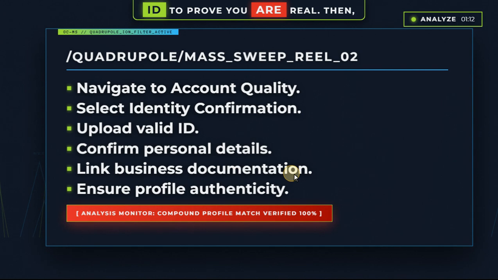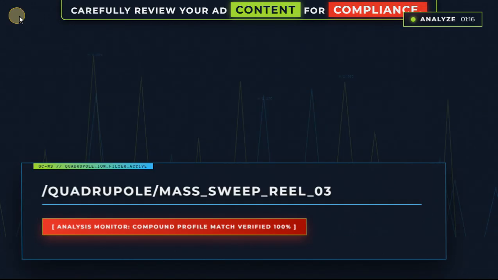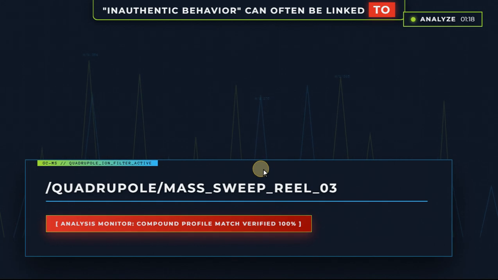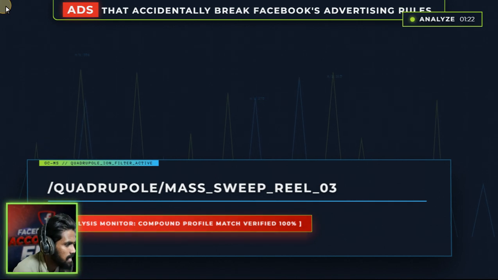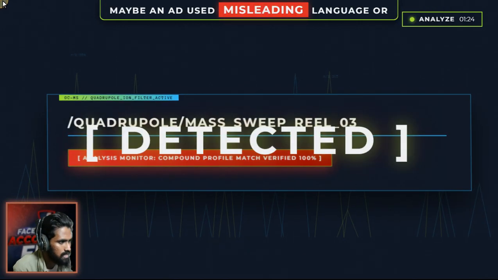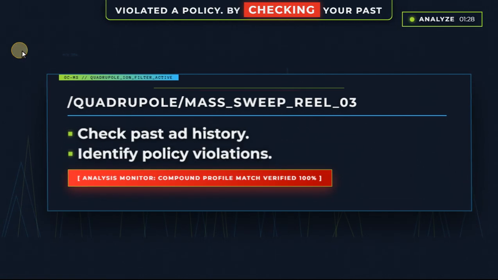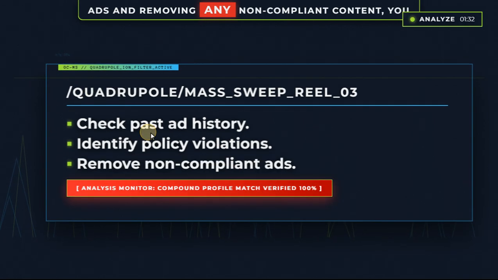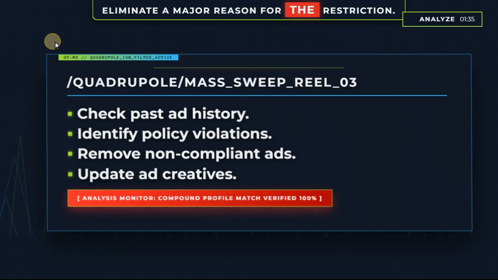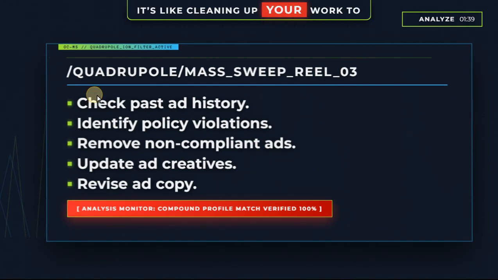Then, carefully review your ad content for compliance. Inauthentic behavior can often be linked to ads that accidentally break Facebook's advertising rules. Maybe an ad used misleading language or violated a policy. By checking your past ads and removing any non-compliant content, you eliminate a major reason for the restriction. It's like cleaning up your work to avoid future problems.